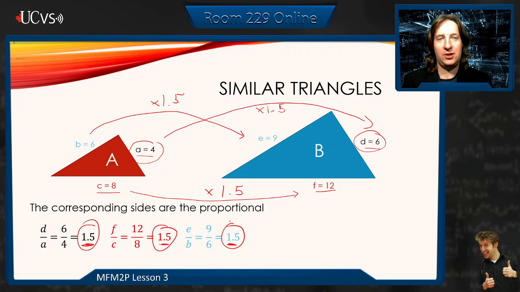If we get the corresponding sides and we divide them and we all get the same number, those two triangles A and B are similar. And we can write down A and B are similar.